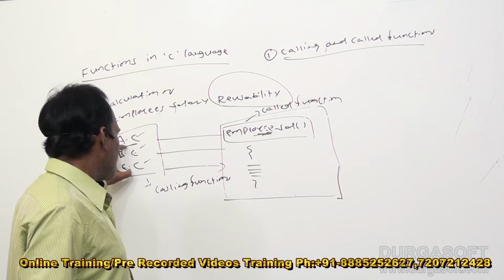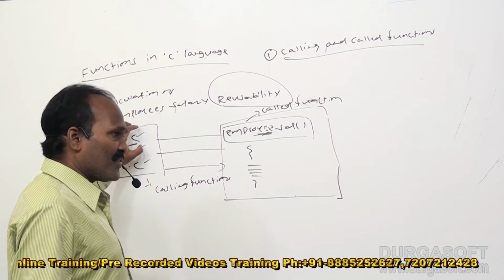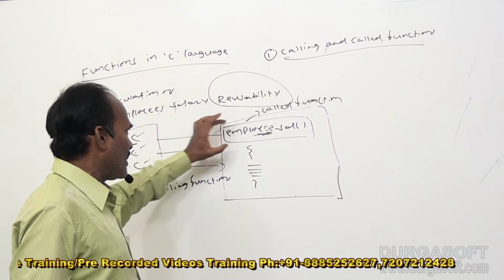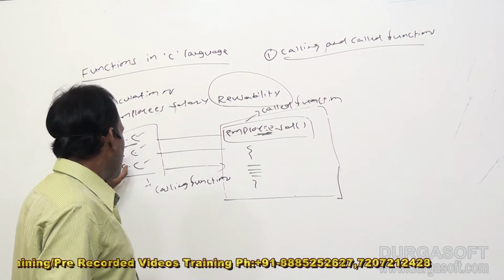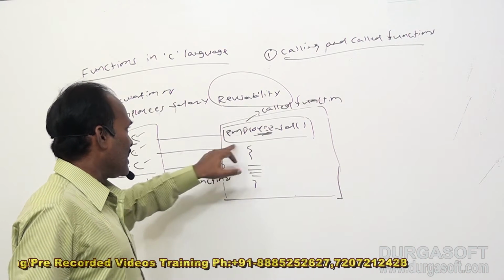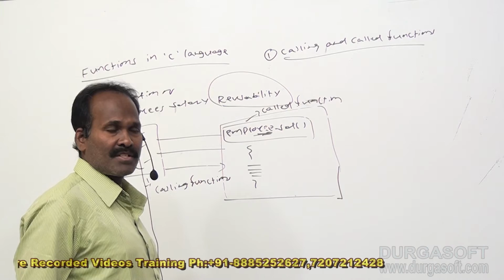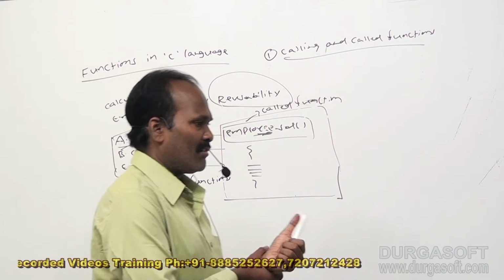In this case, these applications A.C, B.C, C.C may have different functions, and those functions will be calling this function. So A.C, B.C, C.C are calling functions, and employee salary becomes the called function. And one more thing you have to observe here.